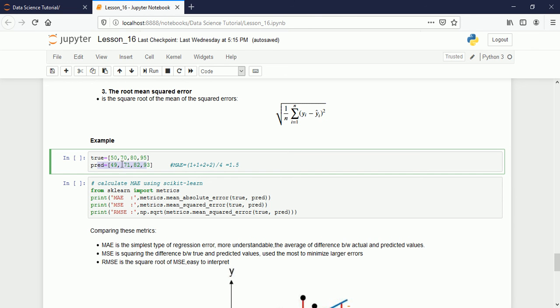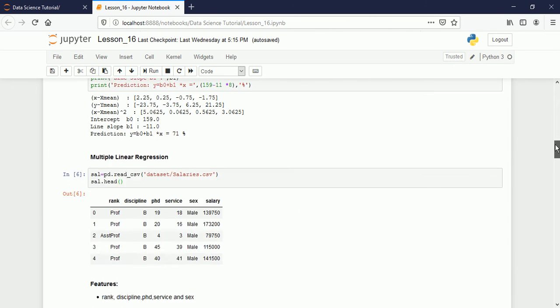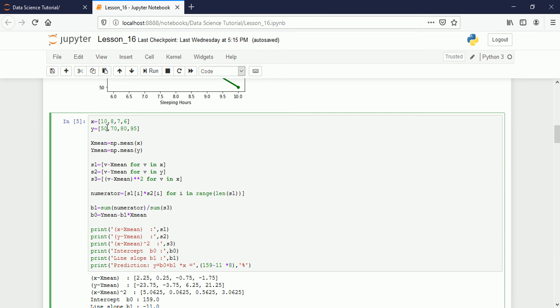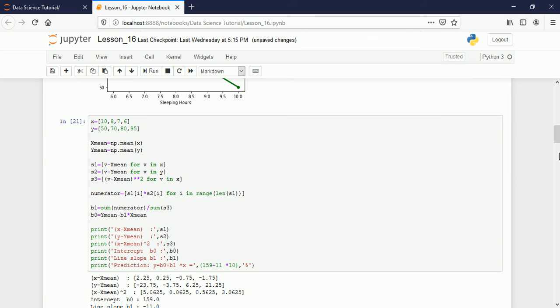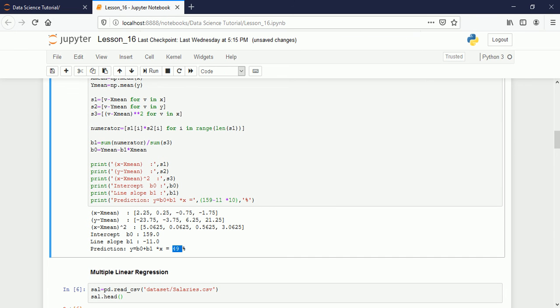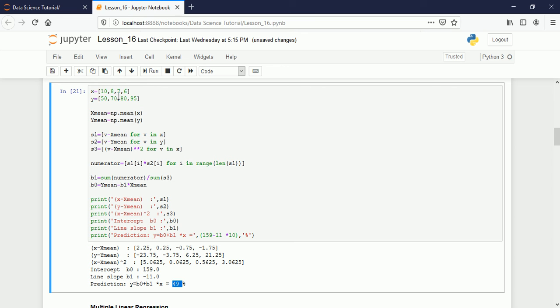How are the predicted values predicted? Let me predict the first value. We said it is 50 for 10 hours. Now let's see what the model predicts for us. The model predicts 49. The true value is 50, but the model predicts 49. Let me give another, like 8 hours.